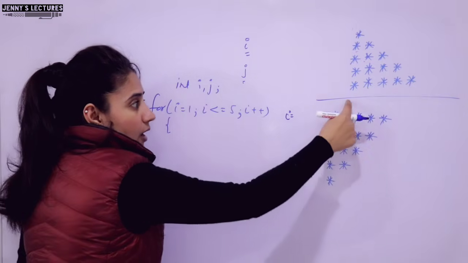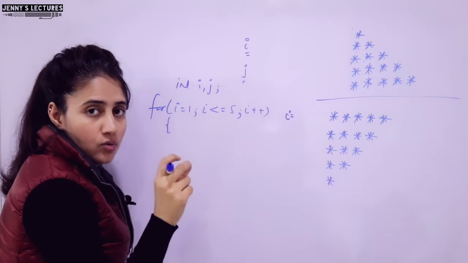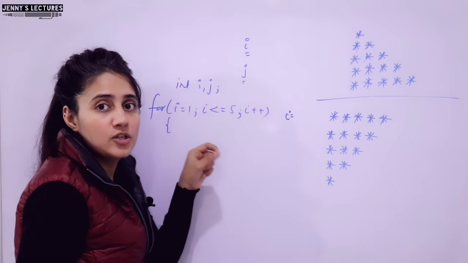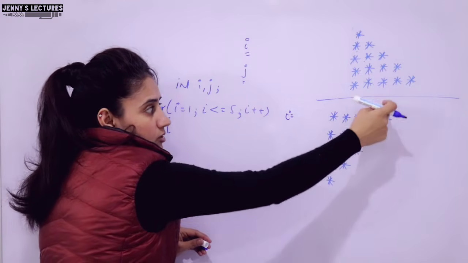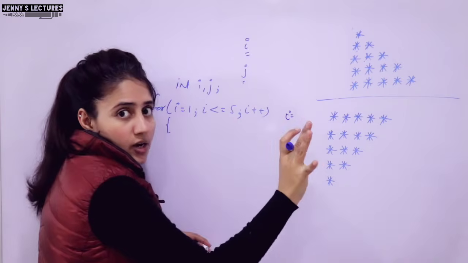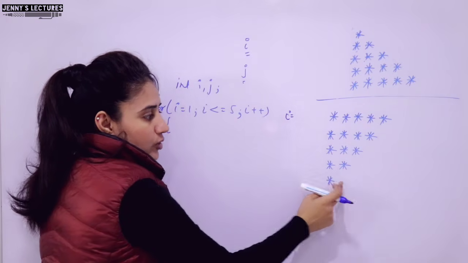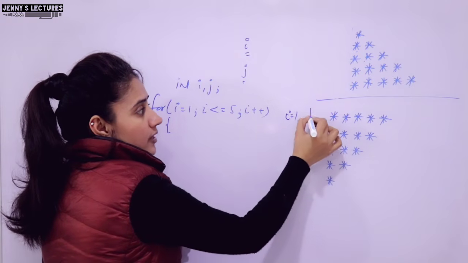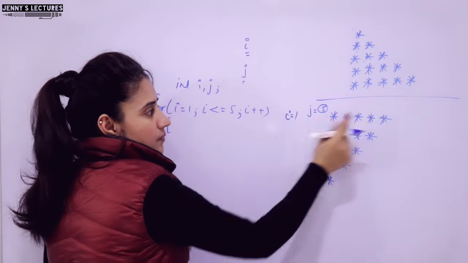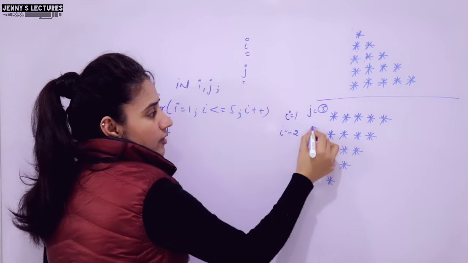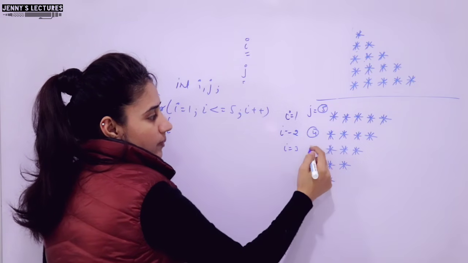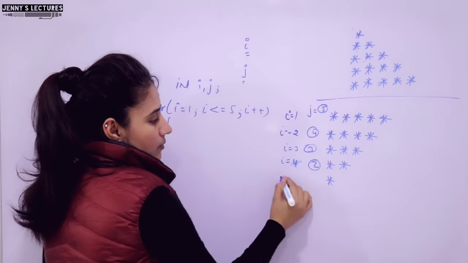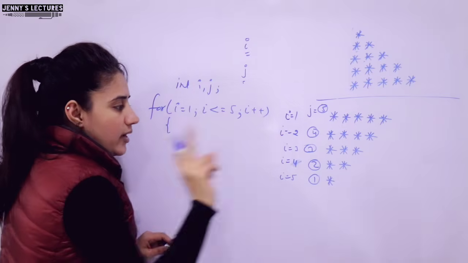But now, how to print these stars? The actual printing would be done with the inner for loop, which is responsible for printing the columns. How many columns? In the first line I have 5 stars, in the second 4, then 3, then 2, then 1. So when i is 1, the inner for loop j should repeat 5 times. When i is 2, j should repeat 4 times. When i is 3, 3 times. When i is 4, 2 times. When i is 5, only 1 time.